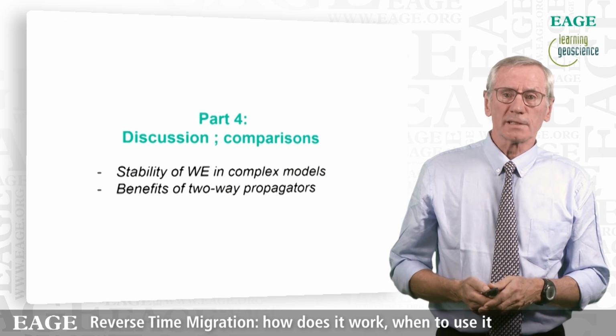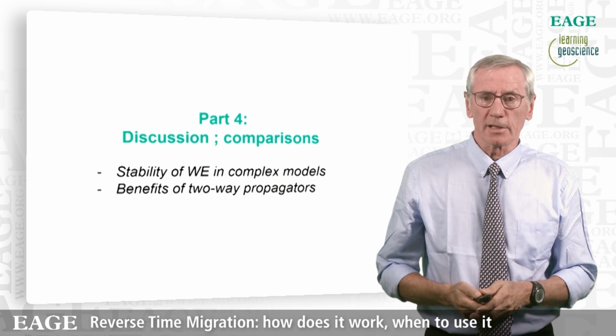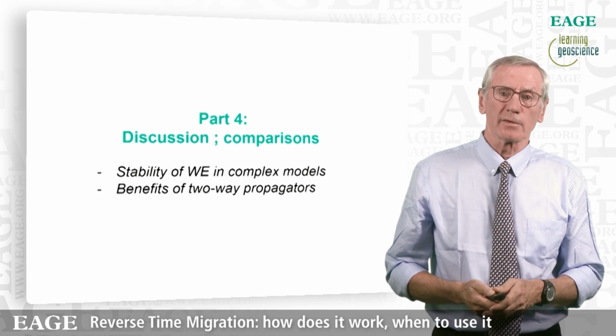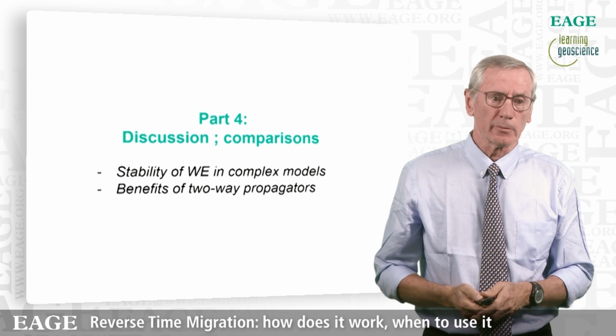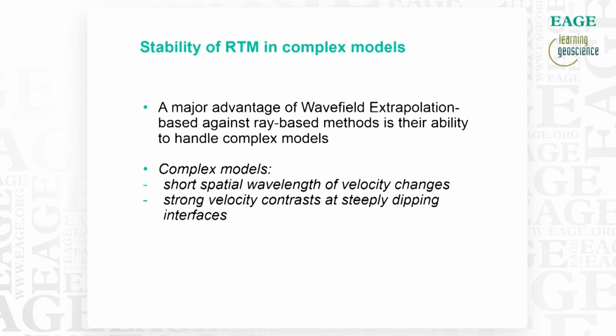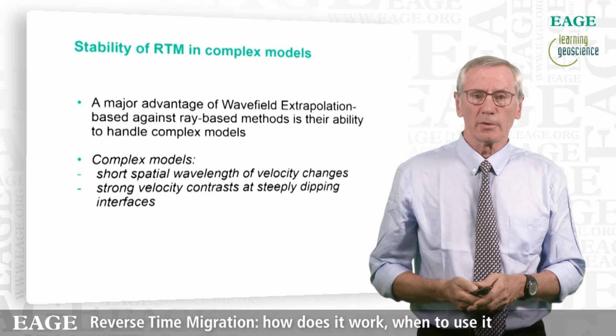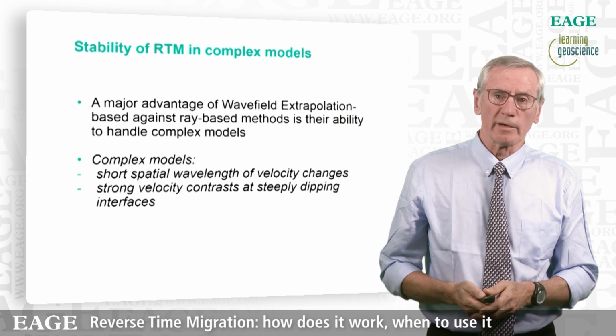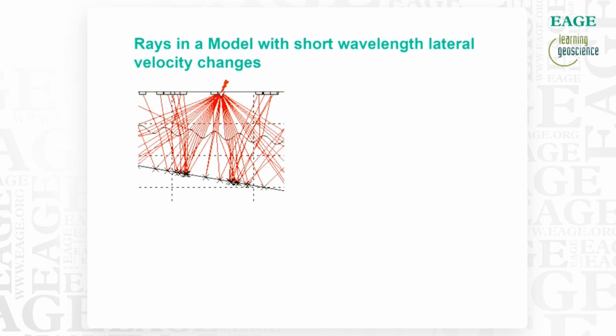Having explained now how RTM works and discussed its main limitation, it is time to present its benefits, firstly compared with ray-based methods, and secondly with the one-way WEM. A crucial advantage of wavefield extrapolation based methods against ray-based methods is their ability to handle complex models. By complex model, I mean models with short wavelengths of velocity changes.